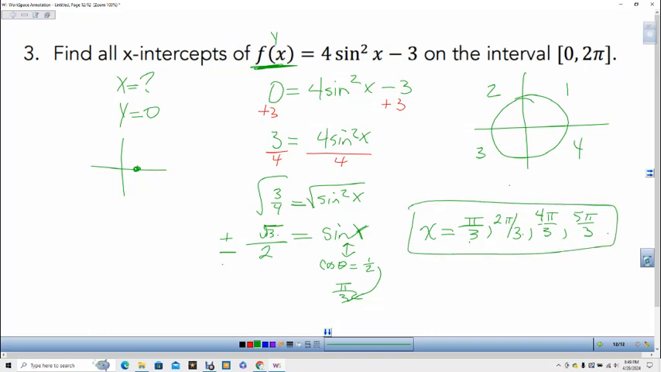One in quadrant 1, one in quadrant 2, one in quadrant 3, and one in quadrant 4, where we have those the value of square root of 3 over 2. The only thing that changes is the sign, whether it's a positive or negative. So for sine x, we got a positive, a negative, and a negative.